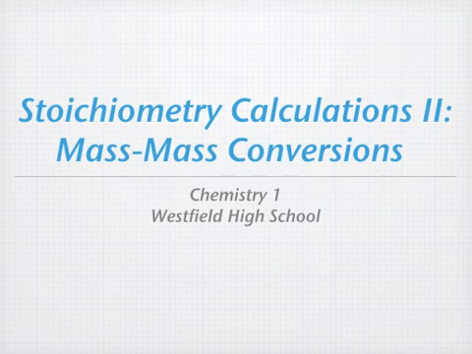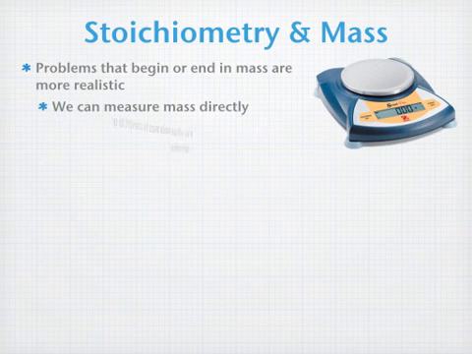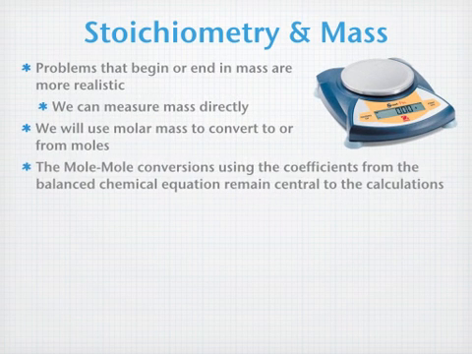Welcome to our third video on stoichiometry calculations involving mass either at the beginning or the end or both of the calculations. In these calculations, we're going to be doing problems that are more realistic because we can measure mass directly. And we're going to go back to chapter 11 where we used molar mass to convert between mass and moles, and we're going to be doing a lot of that in this unit.